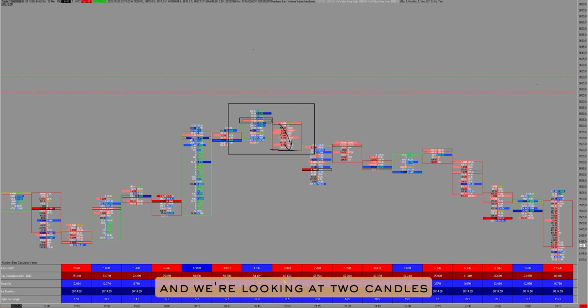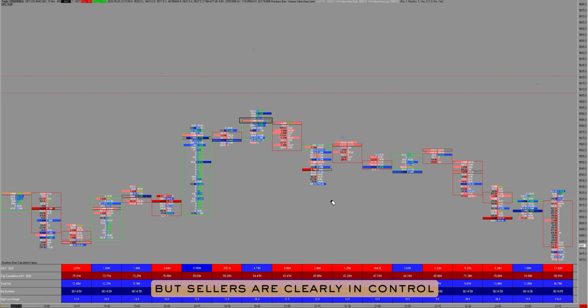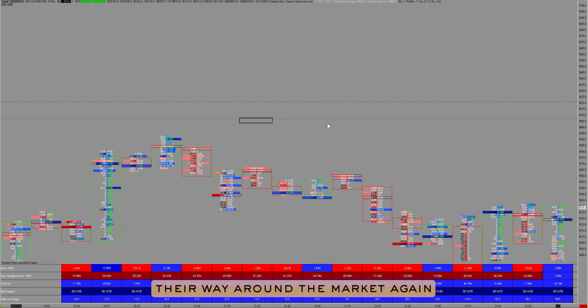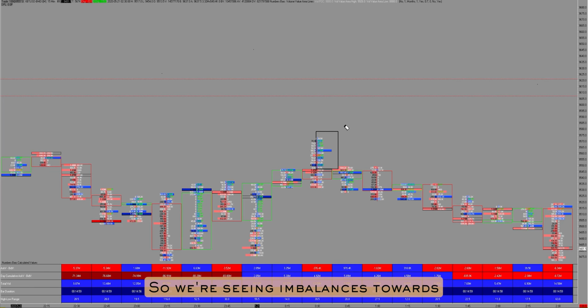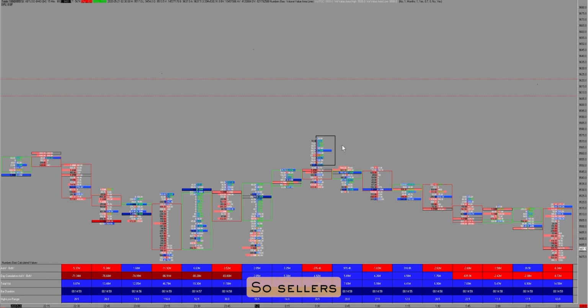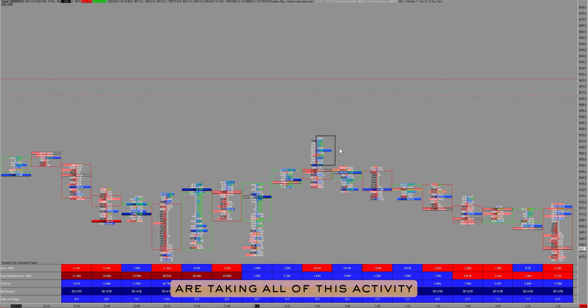And we're looking at two candles that are back to back, and even the selling candle, we have less volume. All right, we have aggressive selling, but sellers are clearly in control. They're able to sort of muscle their way around the market. Again, in the next retest, we're looking at buyers that are constantly getting trapped below as price is auctioning back down. So we're seeing imbalances towards a high. So sellers are taking all of this activity, and yet buyers are unable to close towards this high.